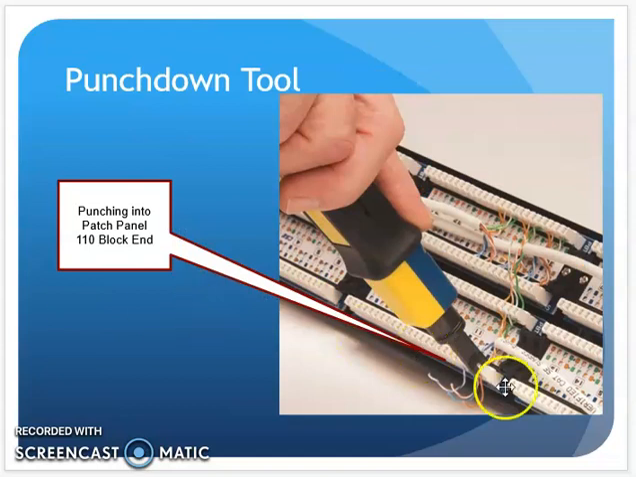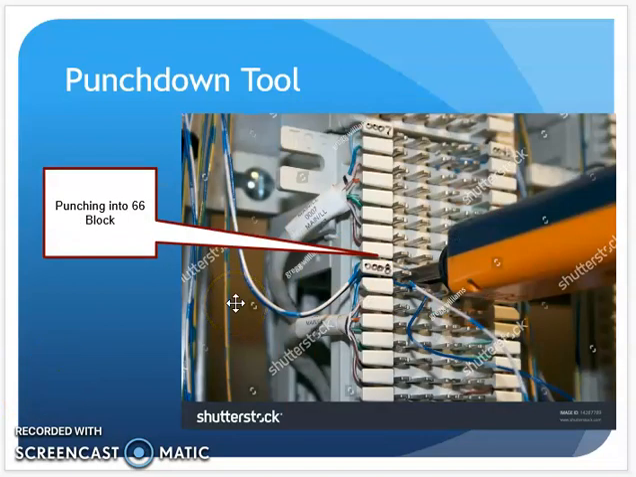And this device here, as the wires are laid in, you literally push down on it, and there's a little spring mechanism in there to punch that wire in. It gives it a little tap, if you will, to punch that wire into the block. And there's a 110 block being terminated. Here's the 66 block being terminated.